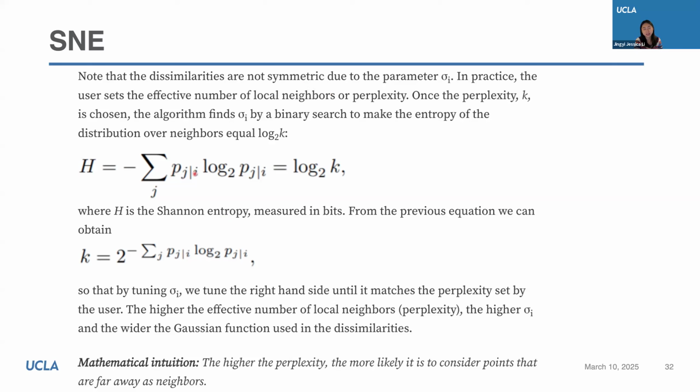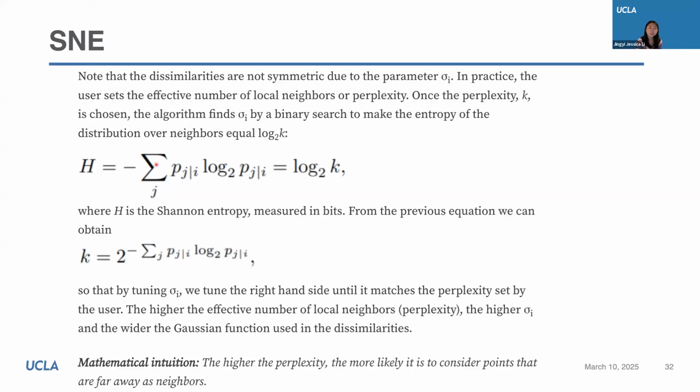So here we have a distribution with how many values? Taking i as the center, there are n minus 1 other data points, right? So each j can go from the first neighbor to the n minus 1th neighbor. So there are n minus 1 of such j. And we're calculating the probability of i picking j times the log of the probability of i picking j. So this is the definition of Shannon's entropy. So we're calculating this entropy across the n minus 1 probabilities.